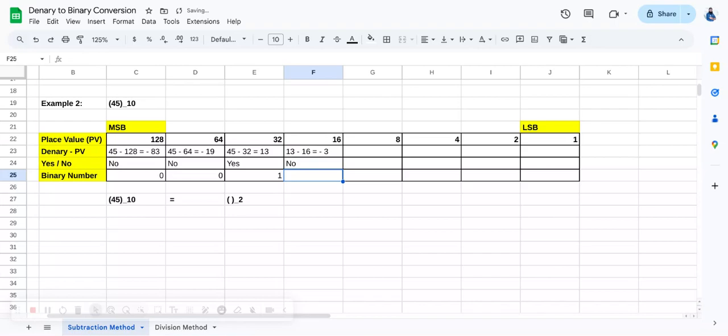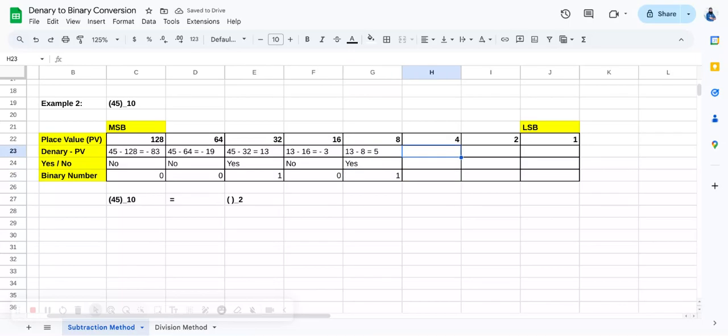So when we got a negative number, so we have to write 0. And then when we are moving to the next place value, we are not going to use this negative number. So which is the positive number before? It's 13. So we are going to use this 13. 13 minus 8. Now we got positive 5. When we get positive 5, we write yes, and we write 1.